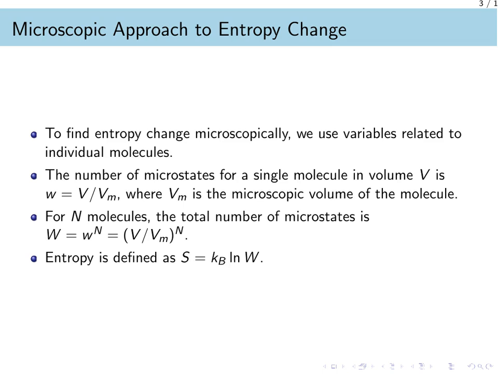To understand entropy from a microscopic perspective, we focus on the arrangement of individual molecules. We define the number of microstates for a single molecule as the volume of the container divided by the microscopic volume of the molecule itself. For a system containing a total number of molecules n, the total number of microstates is found by raising the single molecule value to the power of n. Using this approach, entropy is defined as Boltzmann's constant multiplied by the natural logarithm of the total number of microstates.